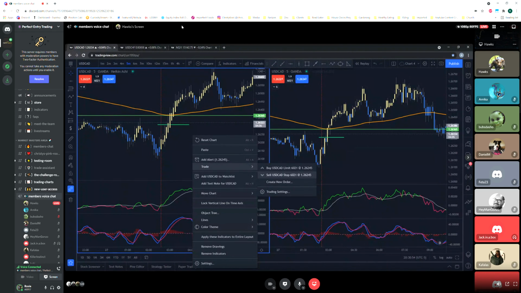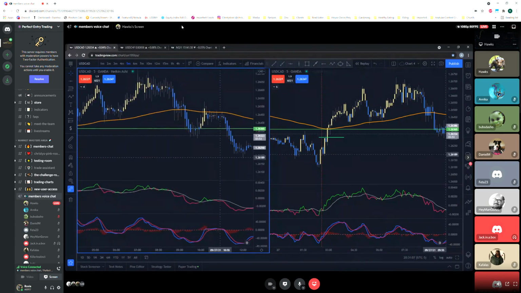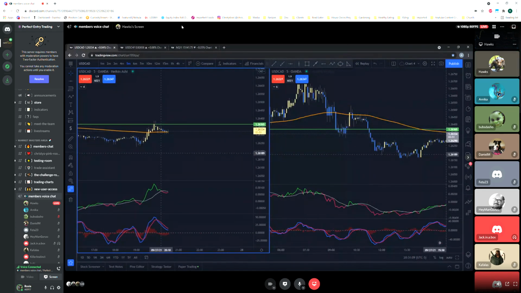Absolutely. And you can do a stop in order to protect it, to use as your stop loss. Yes, you can absolutely do the right click on your entry and say protect, and that'll allow you to add a stop loss and a take profit as well.